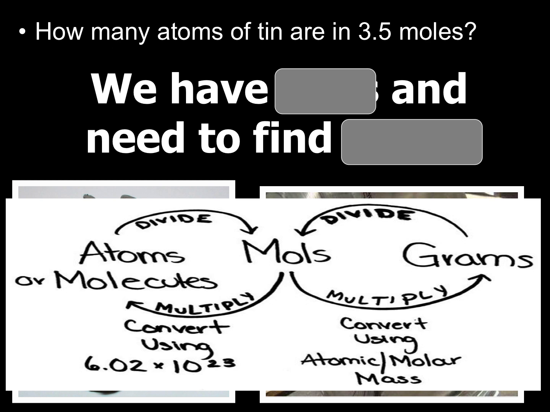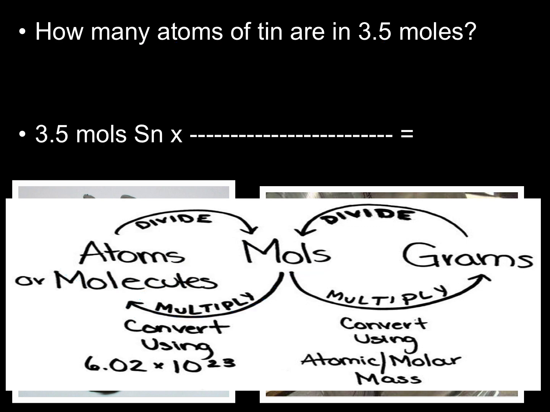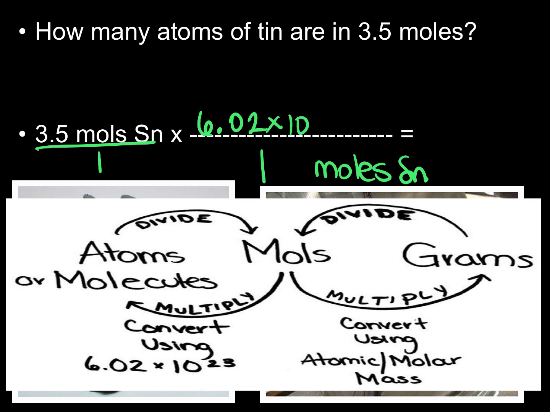Let's try another one. How many atoms of tin are there in 3.5 moles? So we have moles, and we need to find atoms again. So we're going to be going from moles over to atoms. So our setup again is going to look similar. We're going to have moles of tin on the bottom. 1 mole of tin is equal to 6.02 times 10 to the 23rd atoms. So our moles cancels out. Our answer will be in atoms.